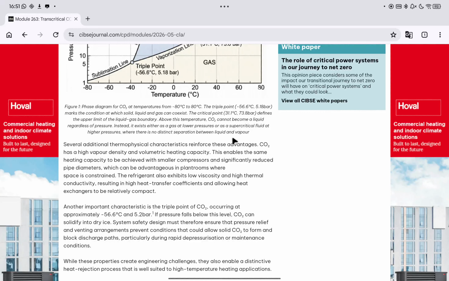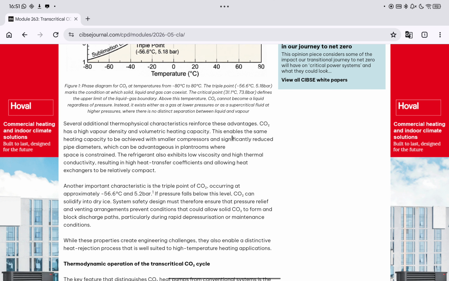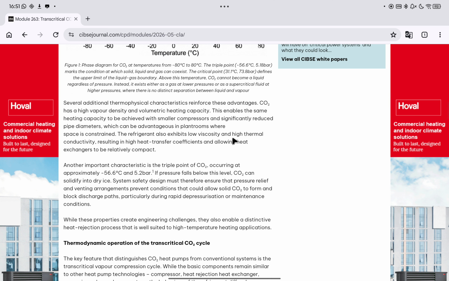Another important characteristic is the triple point of CO₂, occurring at approximately -56.6°C and 5.2 bar. If pressure falls below this level, CO₂ can solidify into dry ice. System safety design must therefore ensure that pressure relief and venting arrangements prevent conditions that could allow solid CO₂ to form and block discharge paths, particularly during rapid depressurization or maintenance conditions.